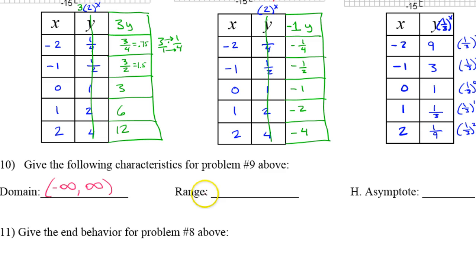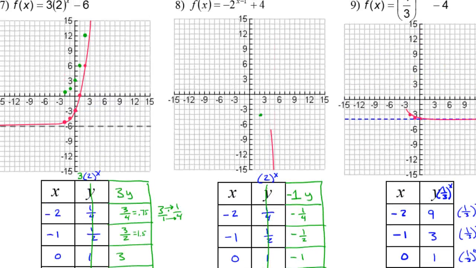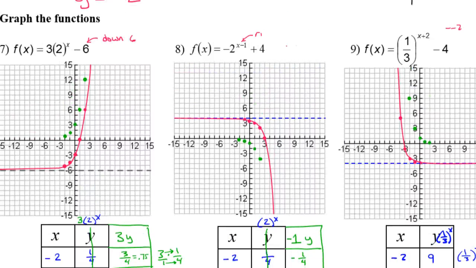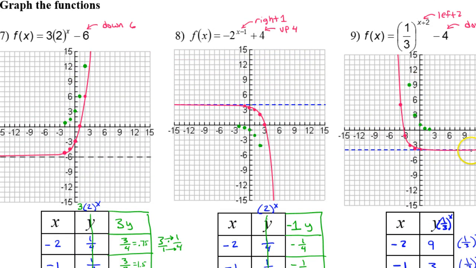Now the range, that's the y value, so we're going to go from bottom to top in that order. Bottom first and then the top. So looking at problem number 9 here, does this graph go down forever? No, there's a floor right here. The asymptote is the lower bound. So this asymptote is at -4. So the graph starts from -4 and then it goes up from there.